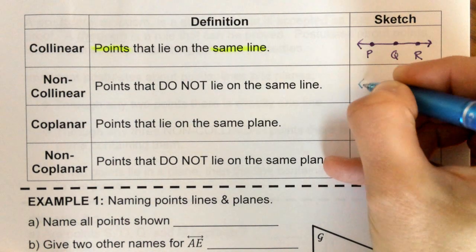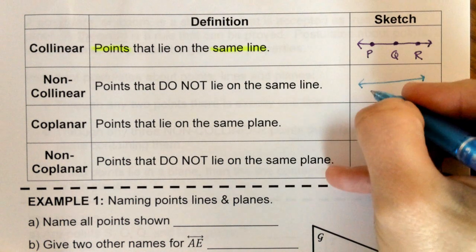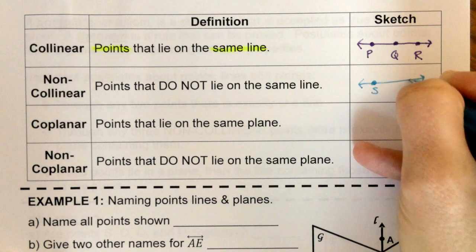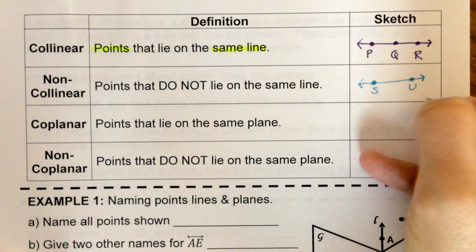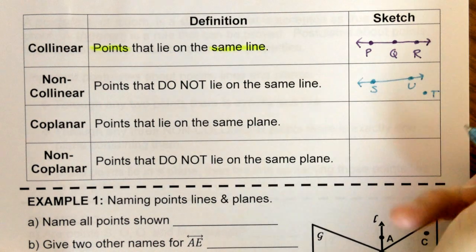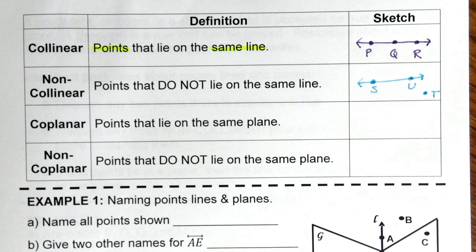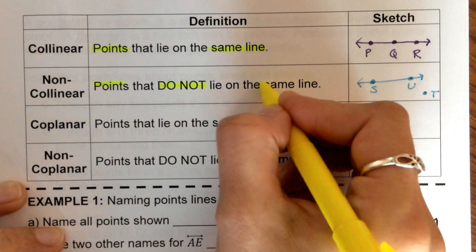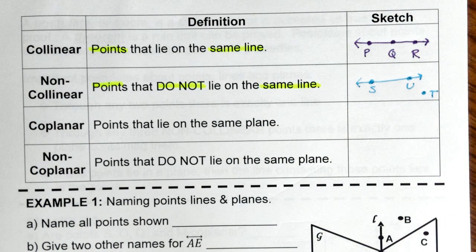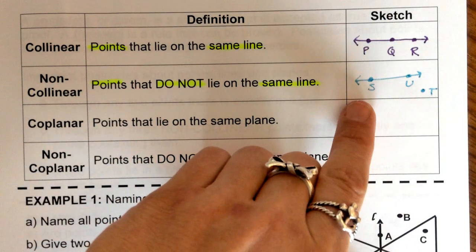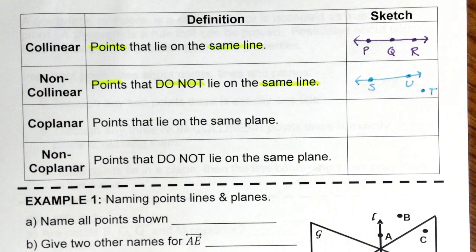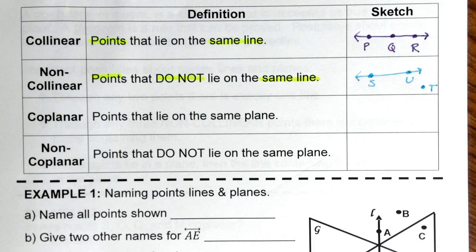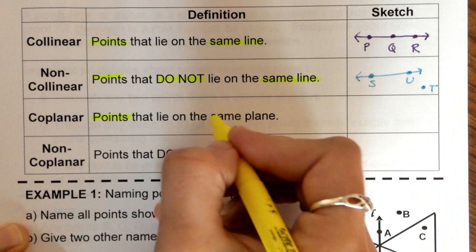So let's go ahead and draw another line. But this time, let's put point S right here, let's put point U here, and let's draw T off to the side like I was talking about earlier. This is non-collinear, okay? These are points that do not lie on the same line, all right? So you cannot say point S, U, and T are collinear. You can say point S and U are collinear, but if you say point S, U, and T, they are non-collinear.